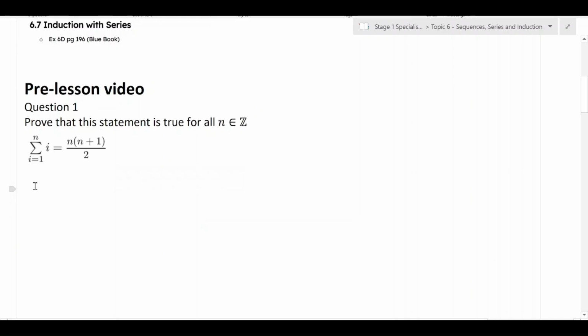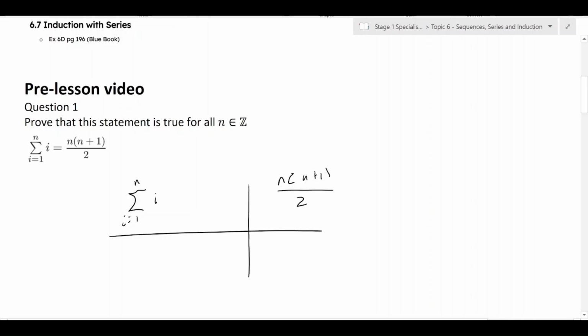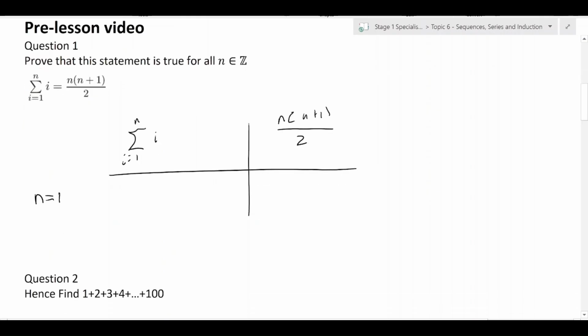So we've got a statement like this here, which is saying that this sum on the left is equal to this thing on the right. Now, let's just work out essentially what this is on the left and the right and make sure this statement makes sense. So here I'm going to have the sum from i equals 1 to n of i. Here I'm going to have n(n+1)/2. And we'll try it for a few different n values. So let's try it for n equals 1 first.